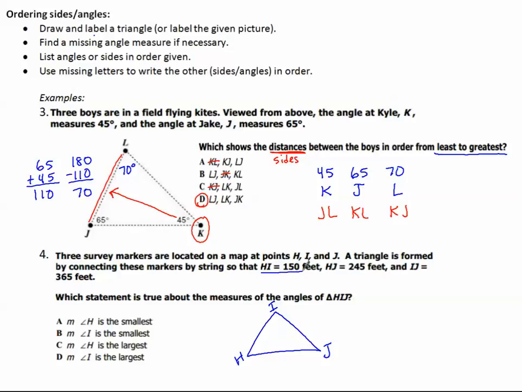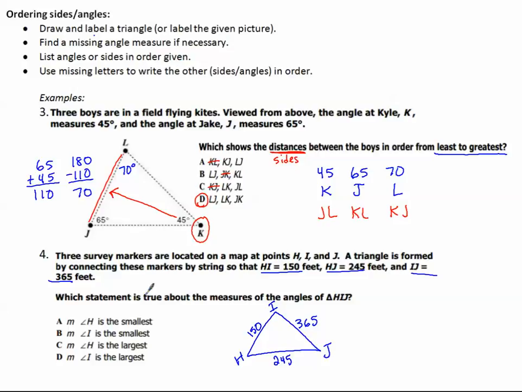HI is 150, so from H to I, 150. HJ, 245. And IJ, 365. Find a missing angle measure if necessary. Well, I wasn't given any angle measures, so I'm not going to find any angle measures. List the angles or the sides in the order given. Well, how do they want it ordered?